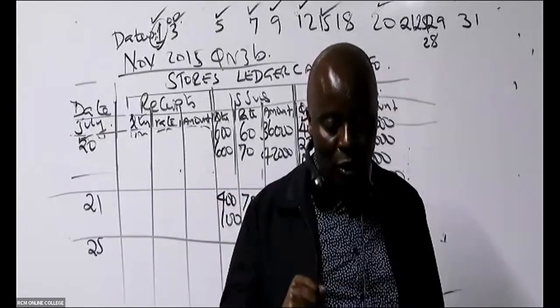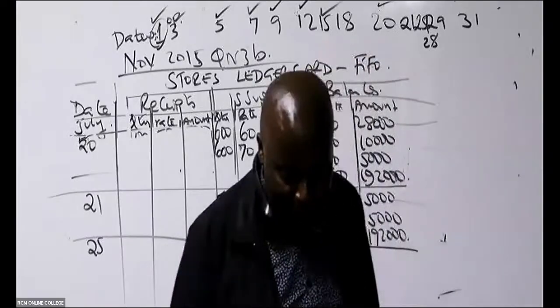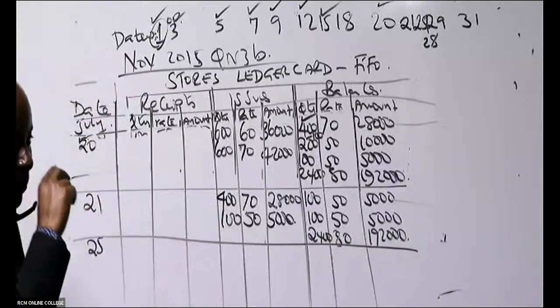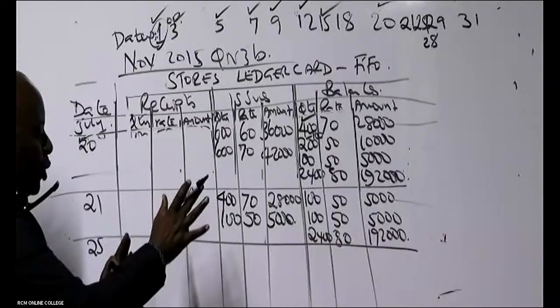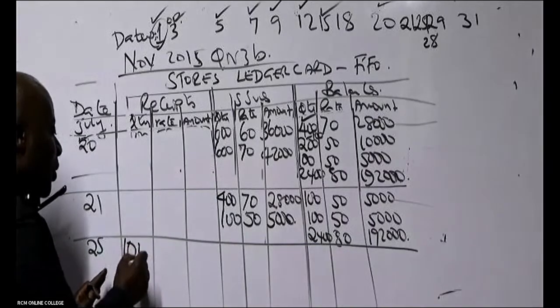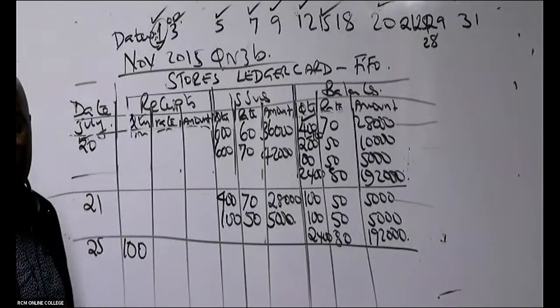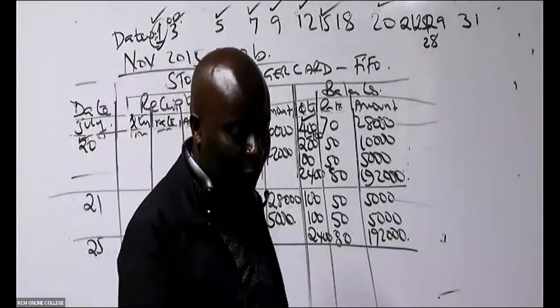So then, Olango, how many units do I receive here? 100. Let's see whether we are together. They were issued, but I'm receiving them back. So I receive them 100 at what price? At 45. So we receive them at 45.